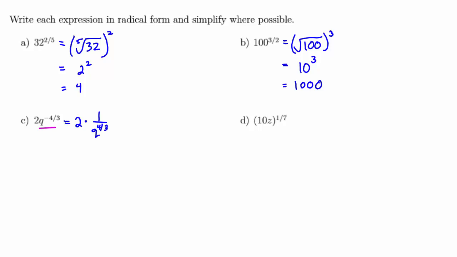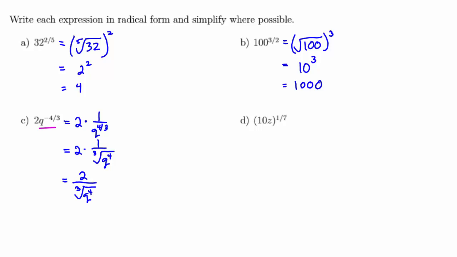We've gotten rid of that negative, and now we can write that using radicals. So we'll have 2 times 1 over the 3rd root, because we had 3 in that denominator, of q to the 4th. Simplifying this into a single fraction, we'll write it as 2 over the 3rd root of q to the 4th.